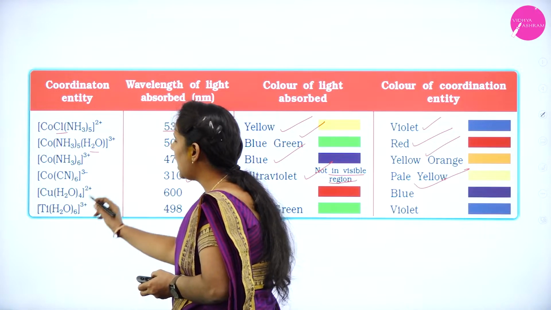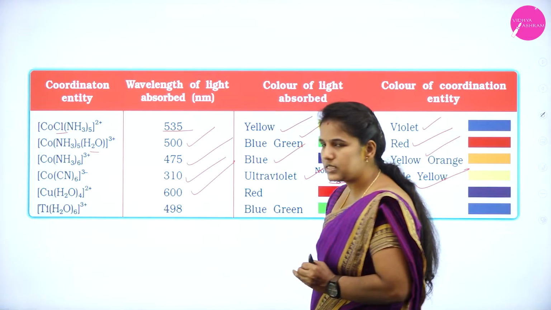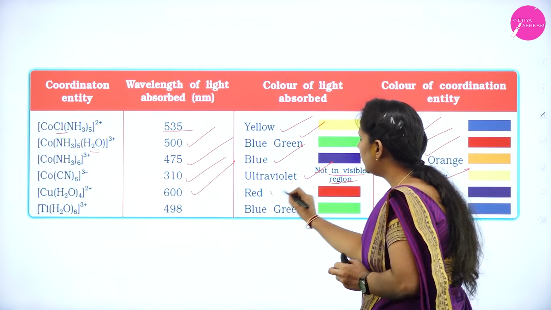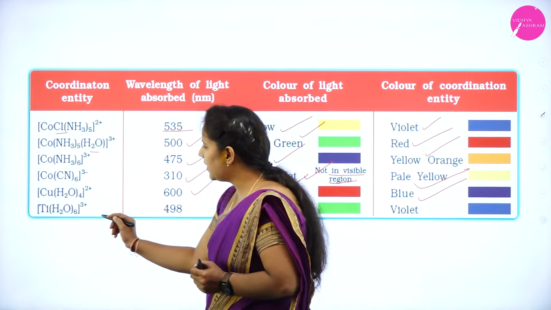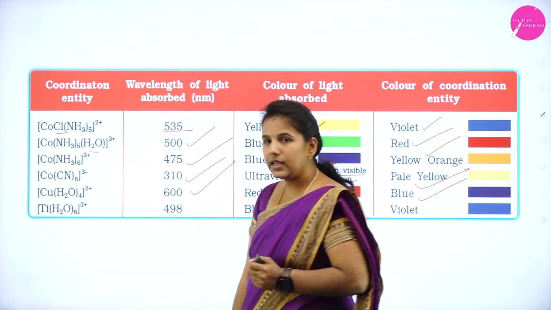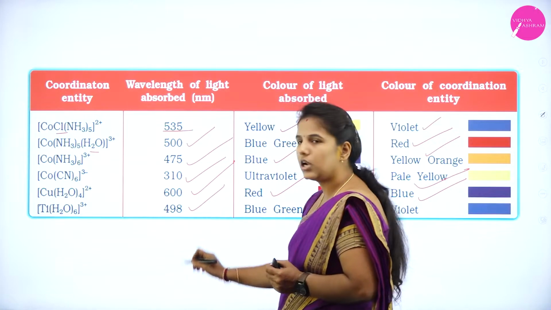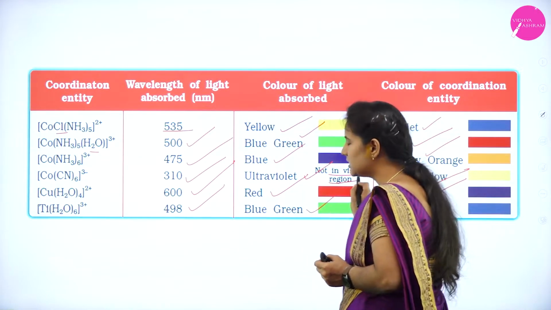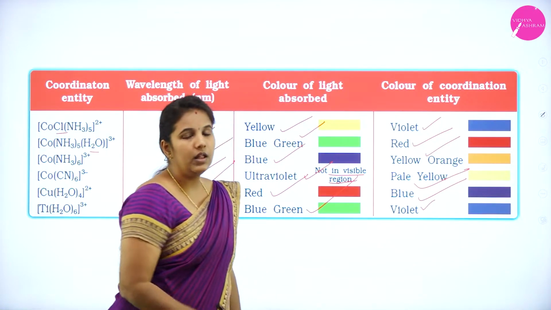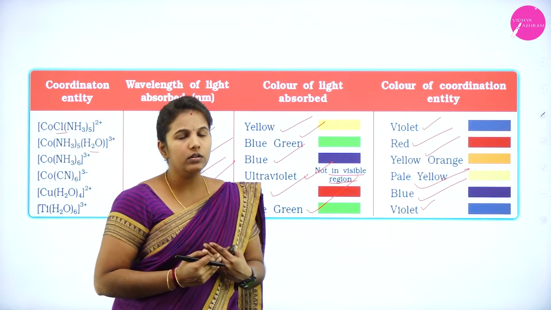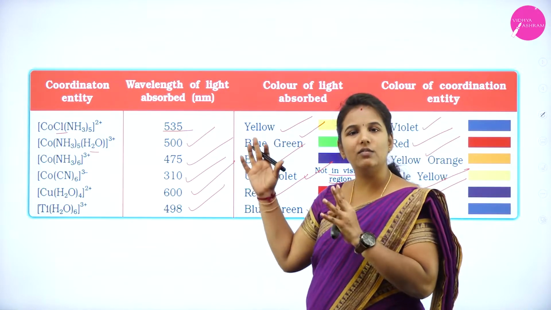Similarly, we have one more complex. It is the tetraaquacopper(II) ion, which absorbs at 600 nm, and when it absorbs the red light, it gives us what? Blue color. Similarly, we have a last compound, hexaaquatitanium(III), which absorbs at a wavelength around 498 nm. When it absorbs the blue-green color, it gives us what? Violet color. This shows that even though the compounds consist of different ligands, their colors will be different.